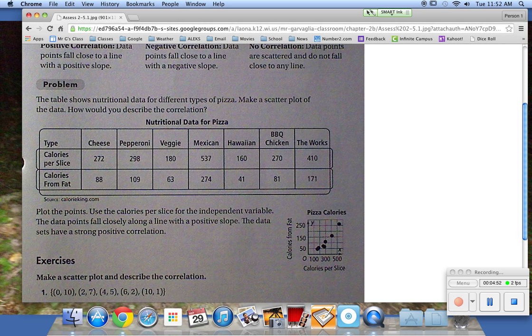All right, we've got, in this case, a table. It shows nutritional data for different types of pizza. Make a scatter plot of the data. How would you describe the correlation?